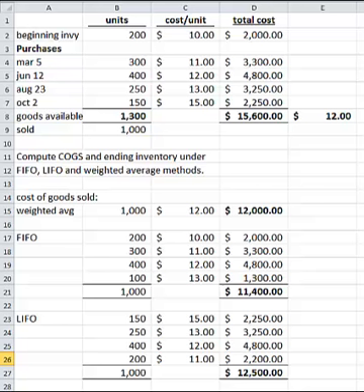Now, what is the impact on profits if you have a higher cost of goods sold? Well, higher expenses lead to lower profits. So LIFO will actually give you lower profits when prices are rising. And FIFO will give you higher profits when prices are rising because it gives you a lower cost of goods sold.